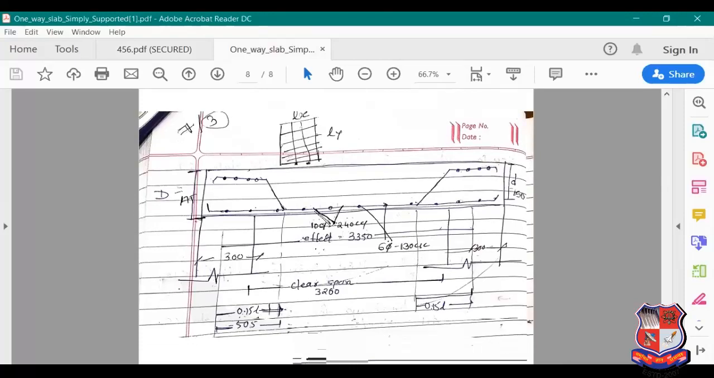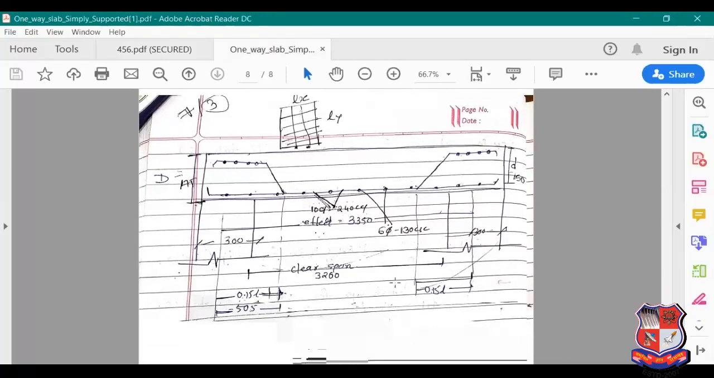Now ultimately you have to draw the cross-sectional diagram for this. You have to mention all the things: the bent up bars, the main steel and distribution steel, the overall depth, the effective depth, the effective span, the clear span. All the things you have to mention for the simply supported beam. And that's it for the simply supported beam.